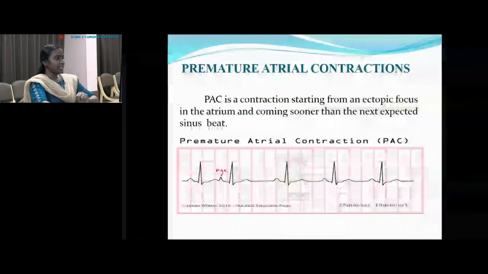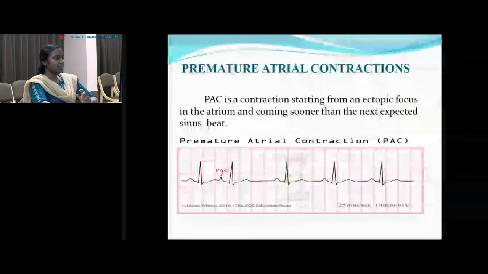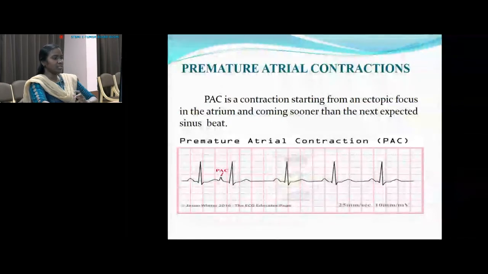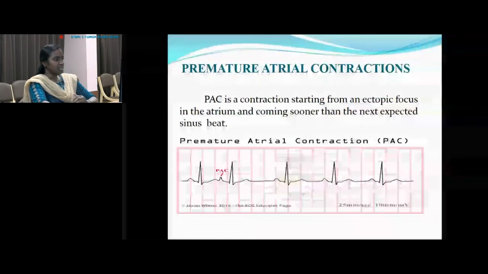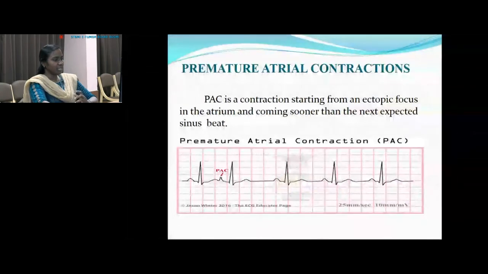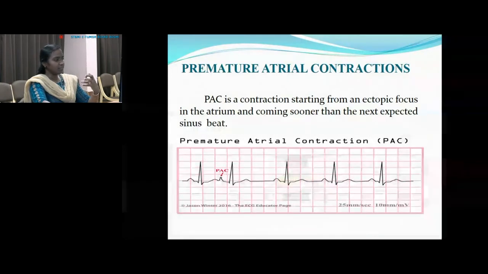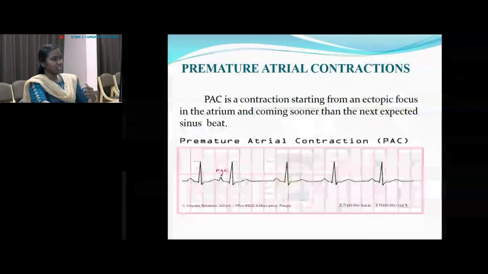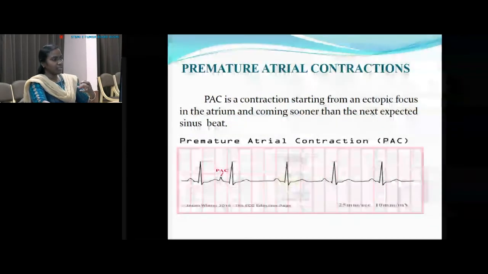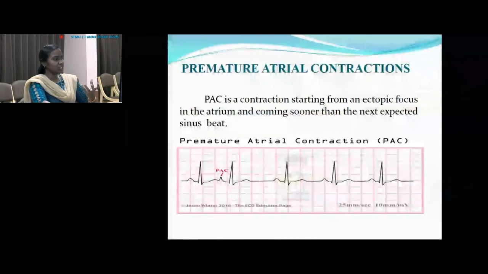And next one is premature atrial contraction, PAC. It is a contraction starting from an ectopic focus in the atrium and coming sooner than the next expected sinus beat. So here, the ectopic focus can be anywhere in the atrium. Usually in NSR, the normal conductive system, the SA node is the automaticity area where the electric impulses originate. Here in premature atrial contraction, the stimulation starts from an area other than the SA node, the ectopic area, before the normal sinus beat. So that we call the premature atrial contraction.